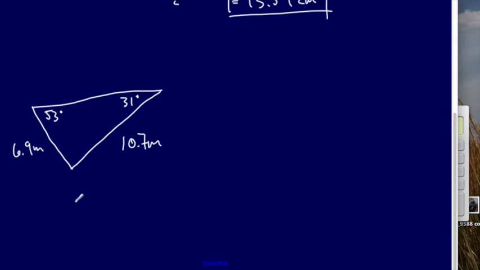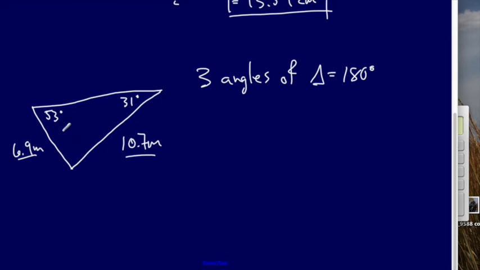Okay, so what angle do we need to use here? I have a length here, and a length here. Usually it's my two lengths and a contained angle, but we don't have this contained angle here. With this question, what we have to realize is that all three angles of a triangle must equal 180 degrees.